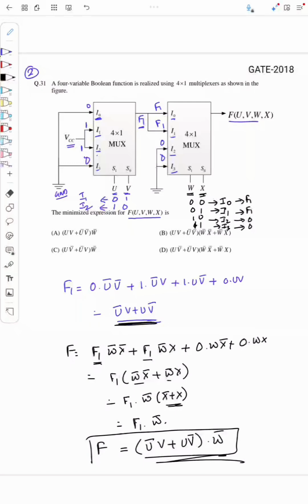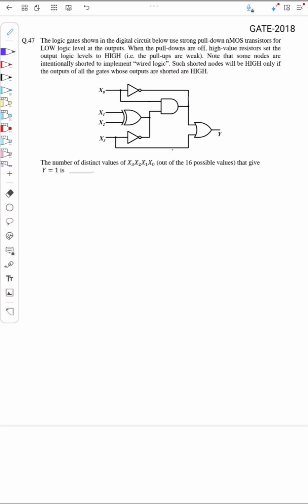Okay, so from the options, yeah. So this is another question from GATE 2018. The question is, the logic gates shown in the digital circuit below use strong pull down nMOS transistors for low logic levels at the outputs. When the pull downs are off, high value resistors set the output logic levels to high, that is the pull ups are weak. Note that some nodes are intentionally shorted to implement wired logic. Such shorted nodes will be high only if the outputs of all the gates whose outputs are shorted are high.